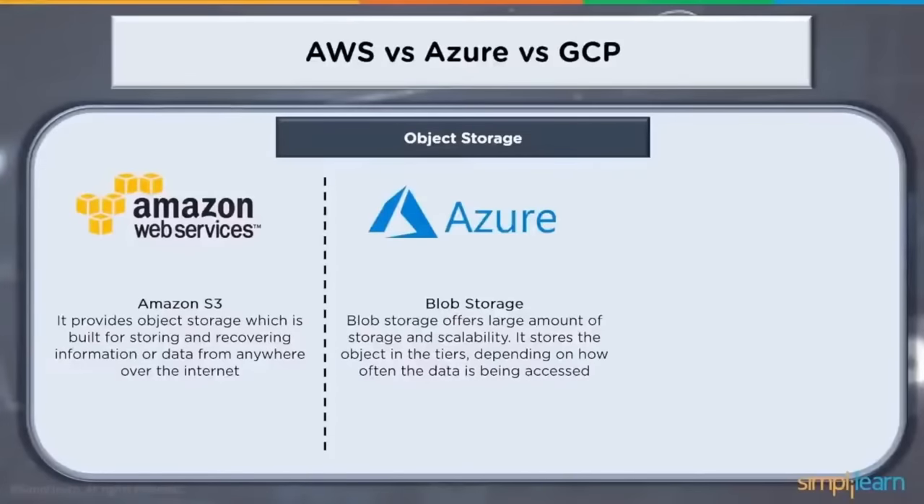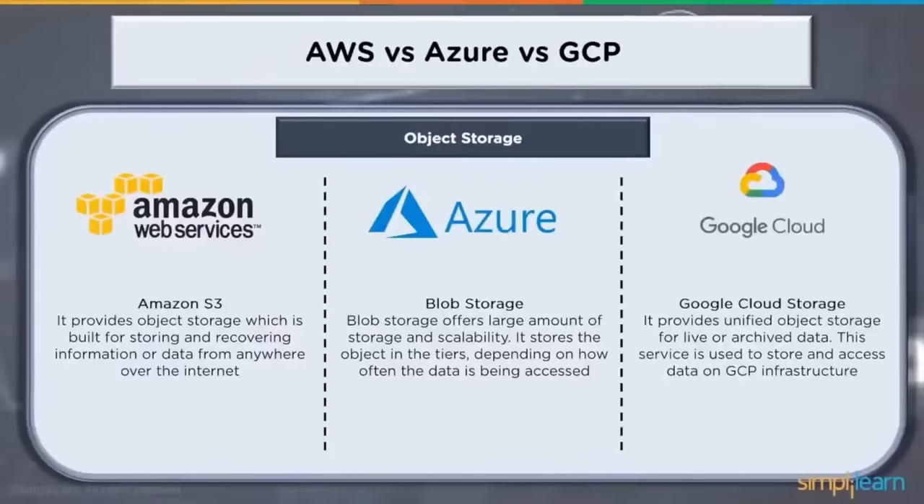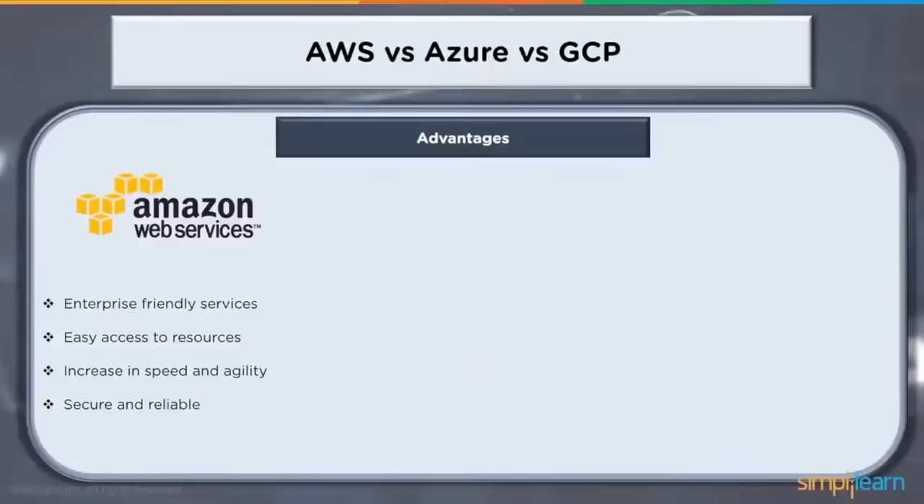So S3 also has different kinds of storage classes, which can be selected when a user or an organization intends to use a storage service. And when I speak about storage classes, it basically means having a frequent access storage or an infrequent access storage, or what we call just an archival solution. Google Cloud has Cloud Storage, and it provides unified object storage for live or archived data. This service is used to store and access data on GCP infrastructure. When it comes to advantages, Amazon Web Services has enterprise-friendly services, easy access to resources, increase in speed and agility, and that too on demand, and takes care of the security and reliability of resources which are offered.